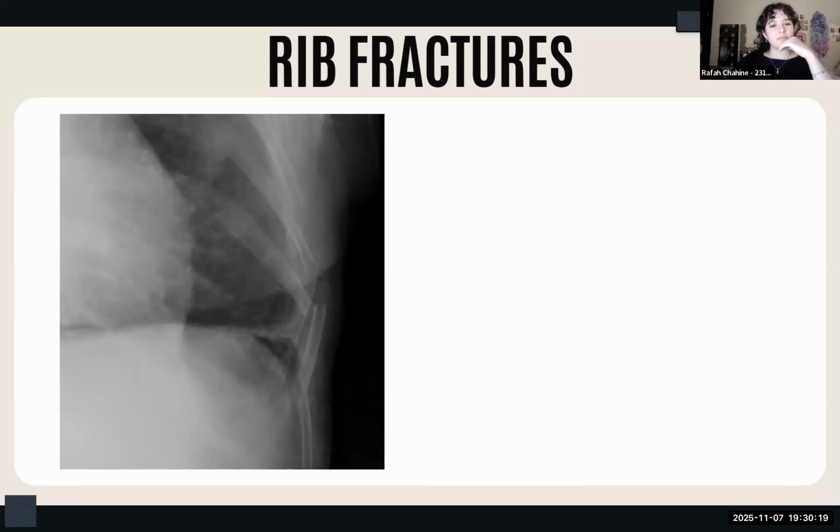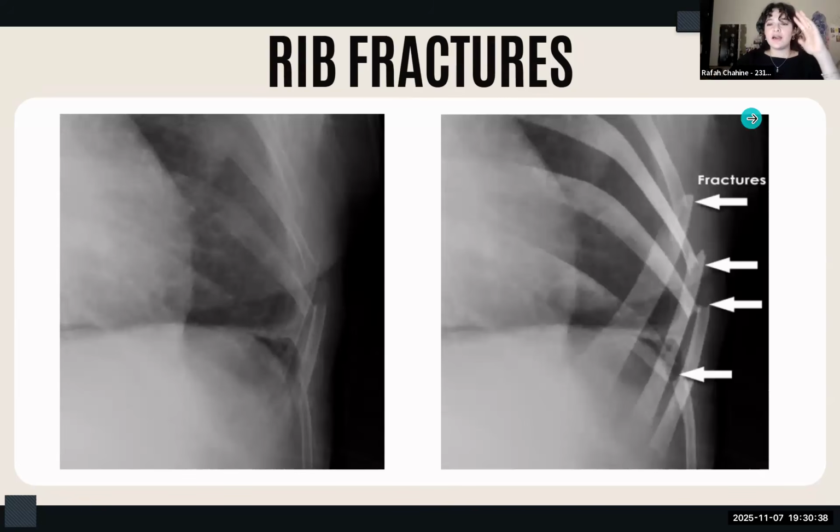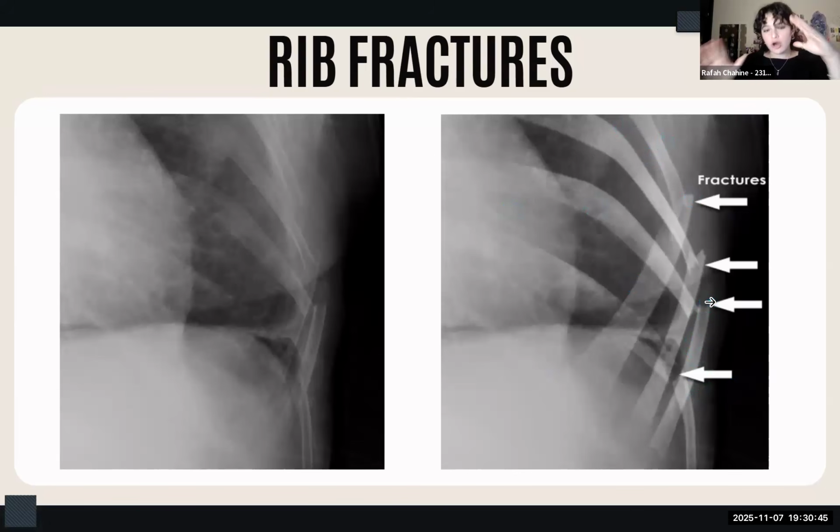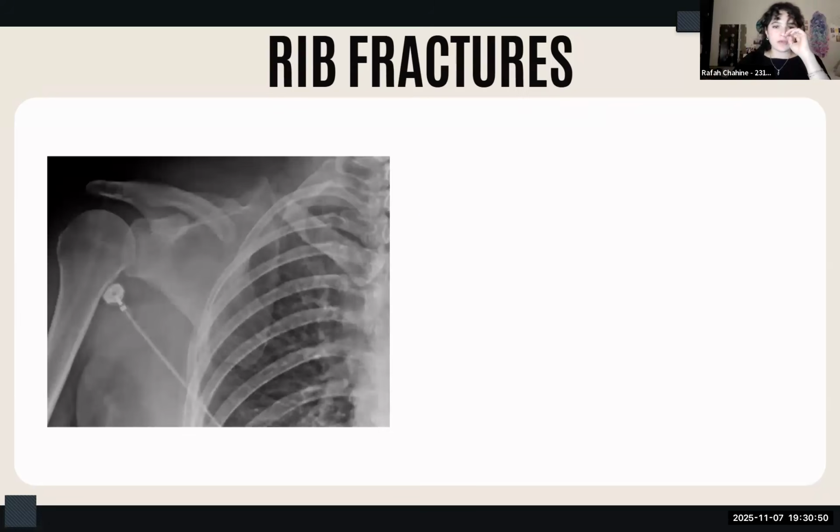Okay, now we're moving on to rib fractures. Can someone tell me where are the rib fractures here, or are the ribs even fractured in this picture? Yeah, okay. That's all I wanted. The one thing that I want you to know in this picture is the location of these fractures. They are fractured at the angle of the rib, okay? The most common area for ribs to get fractured is at the angle of the rib. Keep that in mind.